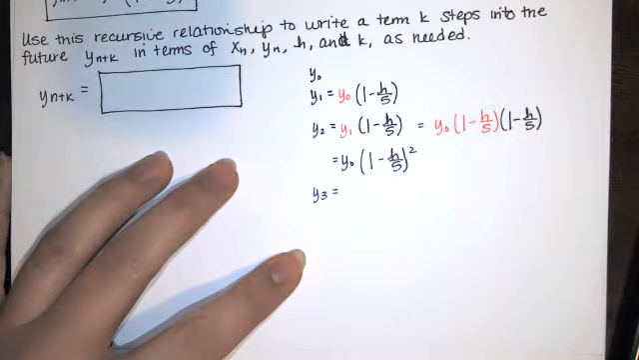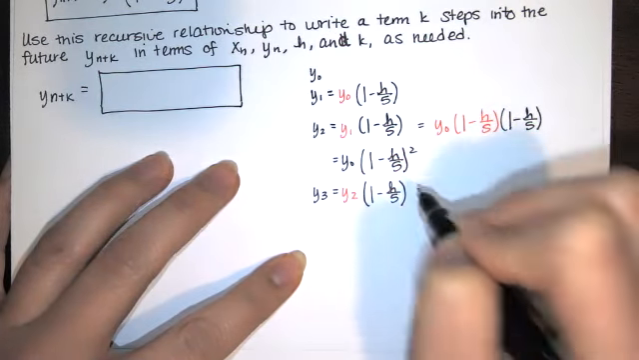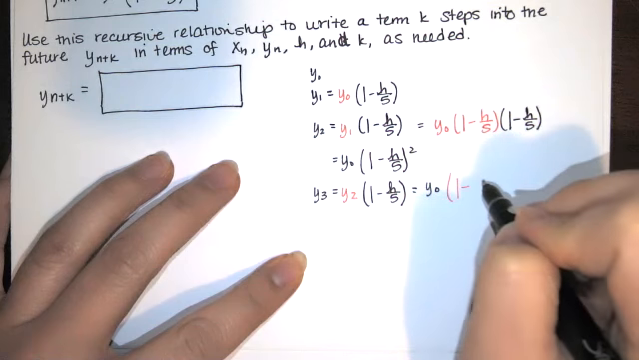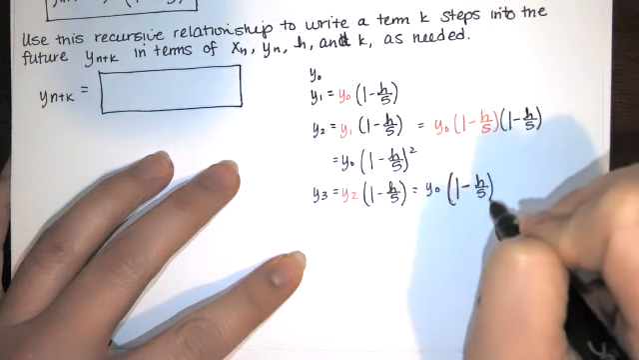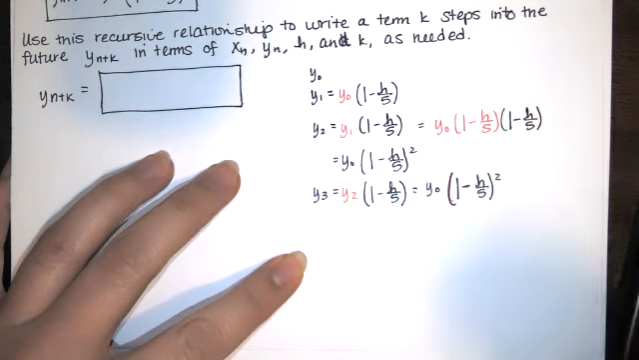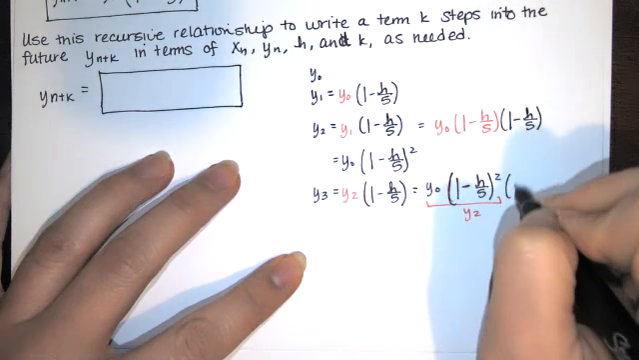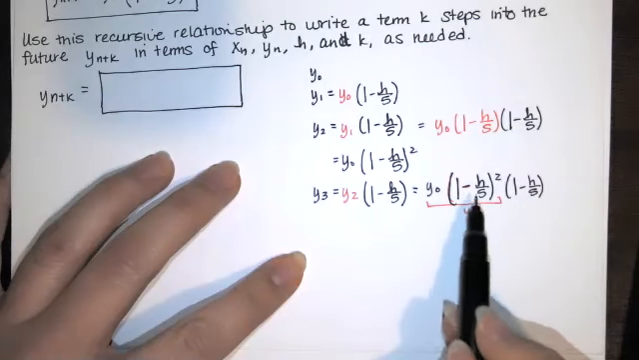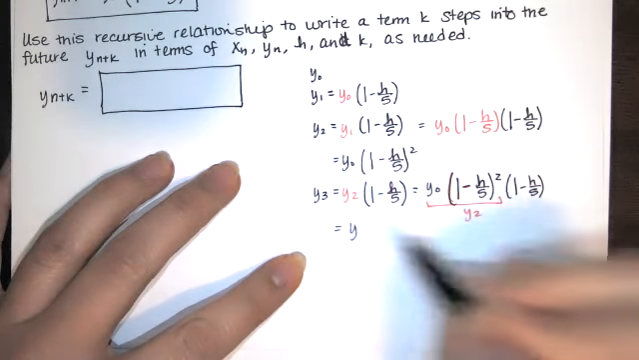Y sub 3 is the last y value. That's y sub 2 times 1 minus h over 5. And y sub 2 was y sub 0 times 1 minus h over 5 squared. Anyway, so that's our y sub 2. And then we're taking that and multiplying by 1 minus h over 5. I see now why I was switching colors, because I was trying to be consistent with that pattern. But now I've got 1 minus h over 5 squared times another one. So that means I've got 1 minus h over 5 cubed.